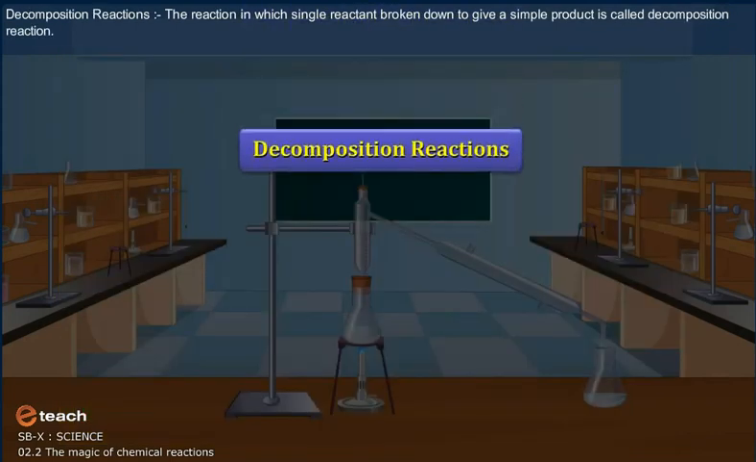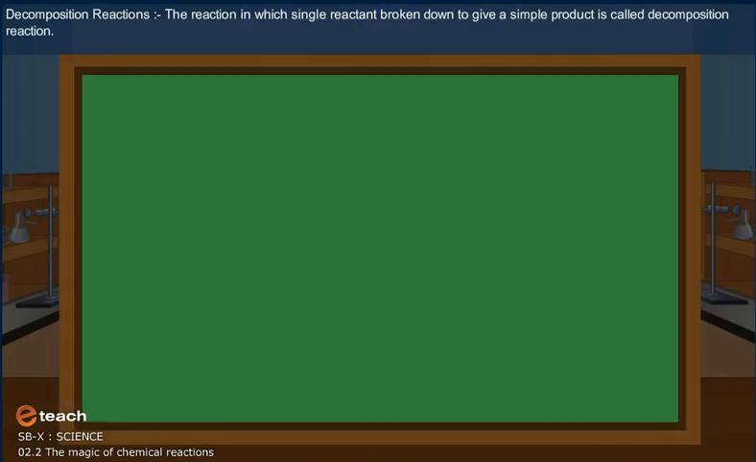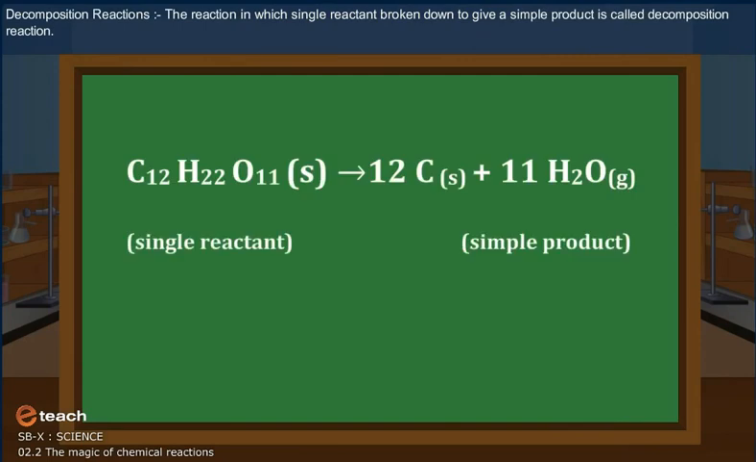Decomposition reaction. The reaction in which a single reactant is broken down to give simpler products is called a decomposition reaction.